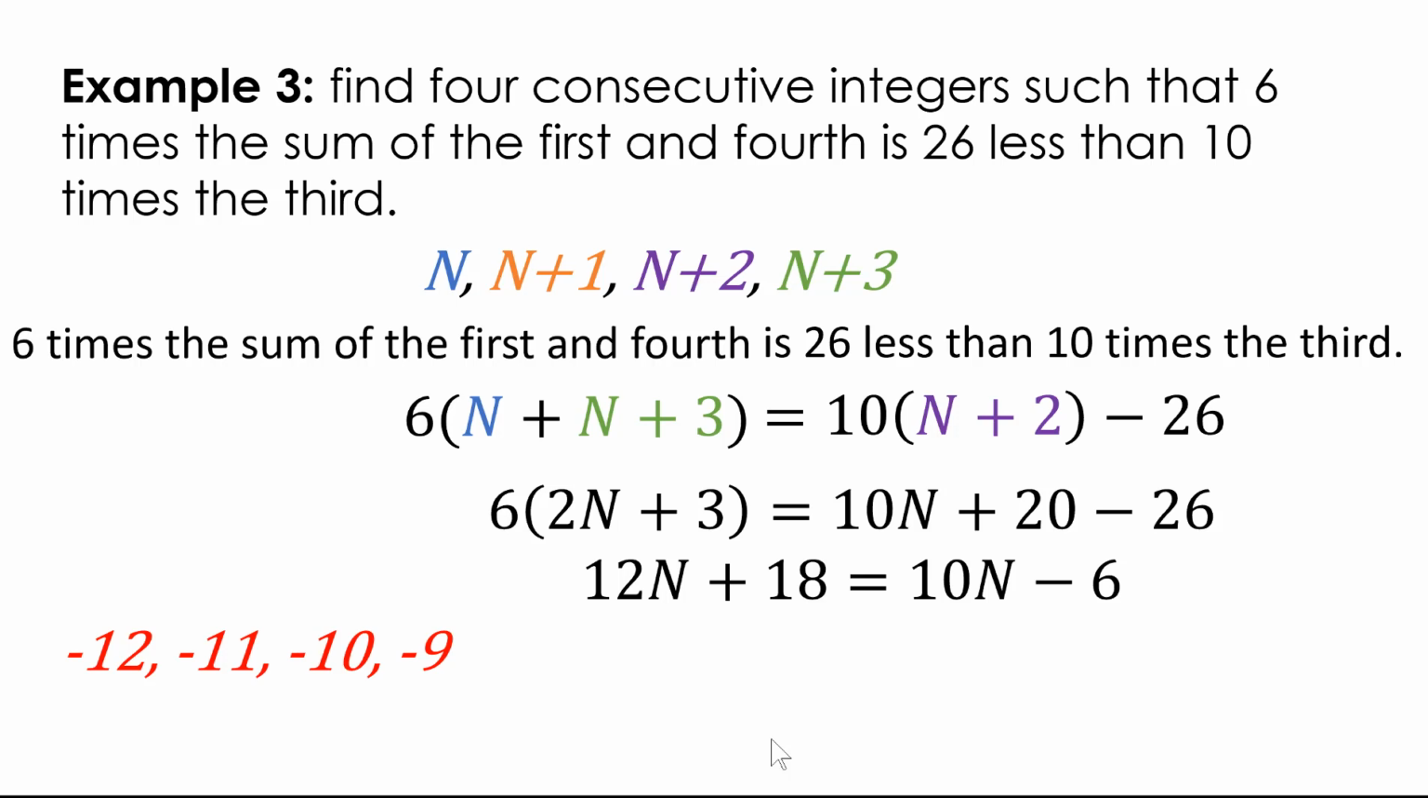Subtract 10n on both sides and subtract 18 on both sides, and you get 2n equals negative 24. Divide by 2, and n equals negative 12. The answer is not negative 12, it is the 4 consecutive integers, which are negative 12, negative 11, negative 10, and negative 9. Notice you're adding 1. Since these are negative numbers, remember, this is not going to be negative 12, negative 13, negative 14, and negative 15. You don't keep going in the negative direction. You're adding 1 to each one. So negative 12, the next one is negative 11, negative 10, and negative 9. That would be the answer for that.